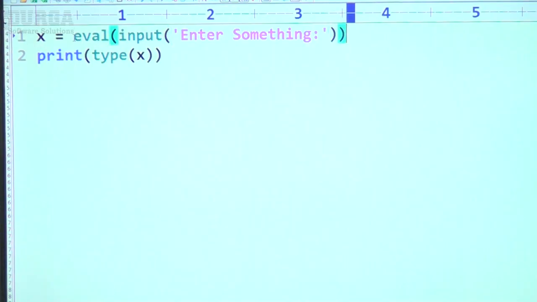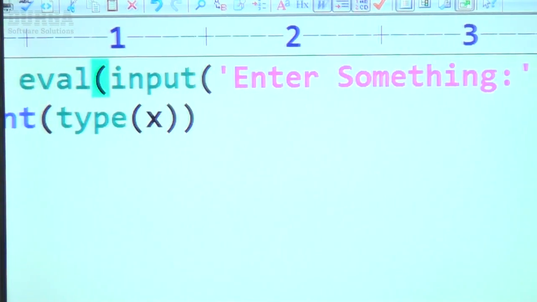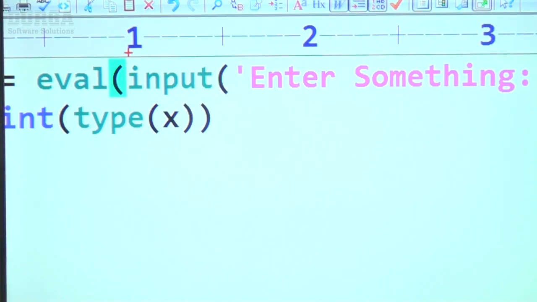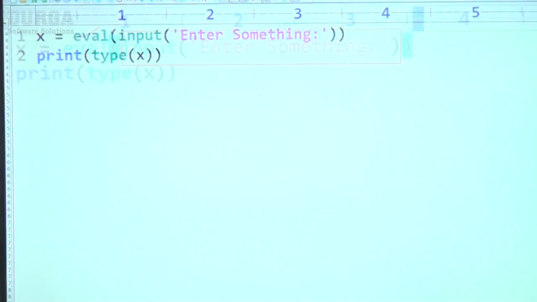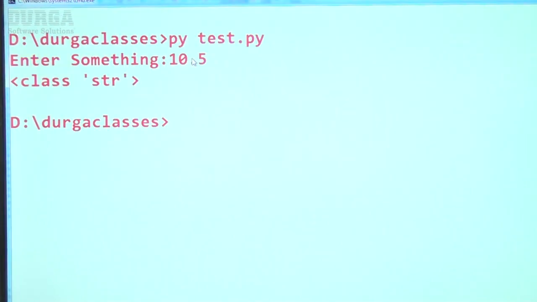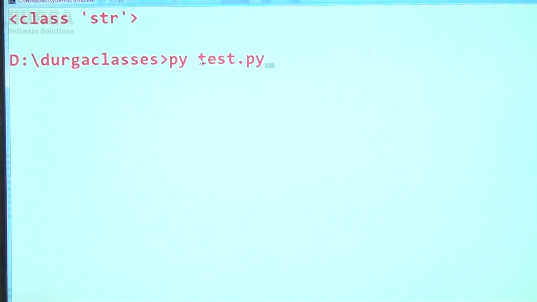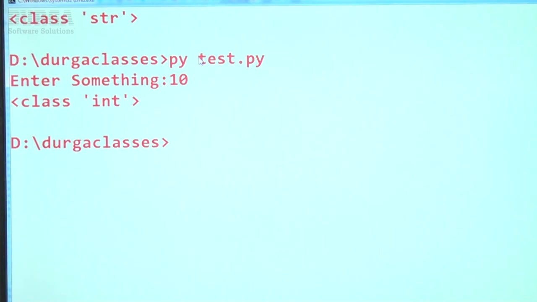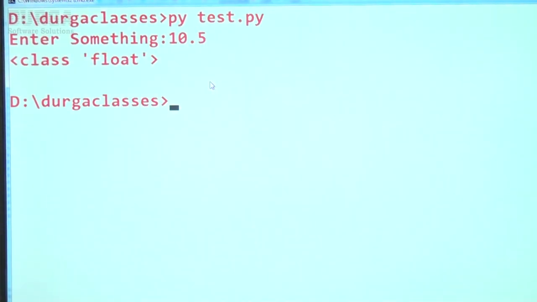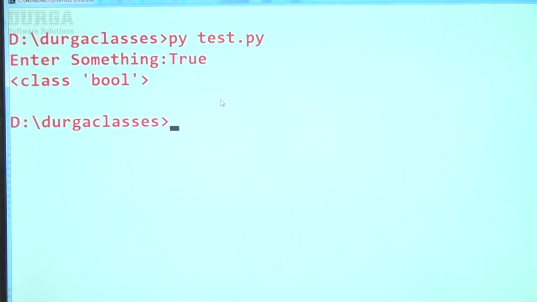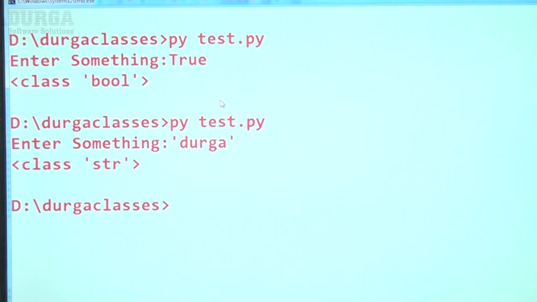But now my requirement is that I'm trying to use eval. Observe very carefully, sir. Here I'm passing the total input as the argument to eval. Now have a look. If I take 10, what is the type? Int type, not str type. If I enter 10.5, float type. If I enter True, boolean type. If I enter Durga, here str type. Are you getting it?